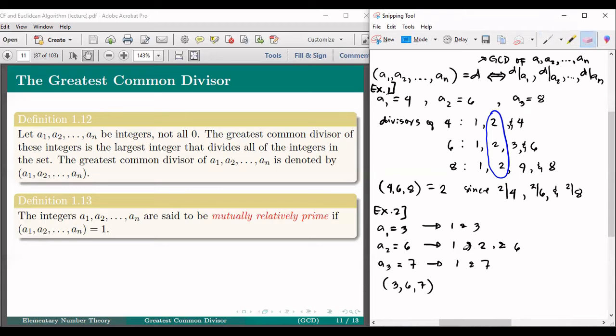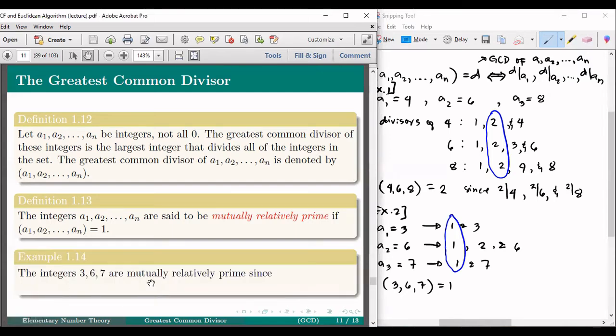As you can see here, the common divisor, and it's the greatest common divisor, is 1. Hence, we can say that the greatest common divisor of 3, 6, and 7 is equal to 1. Hence, 3, 6, and 7 are mutually relatively prime. So in this example, the GCD is 1.